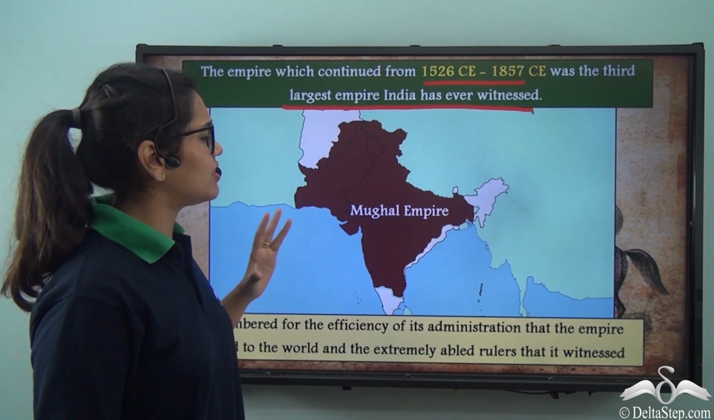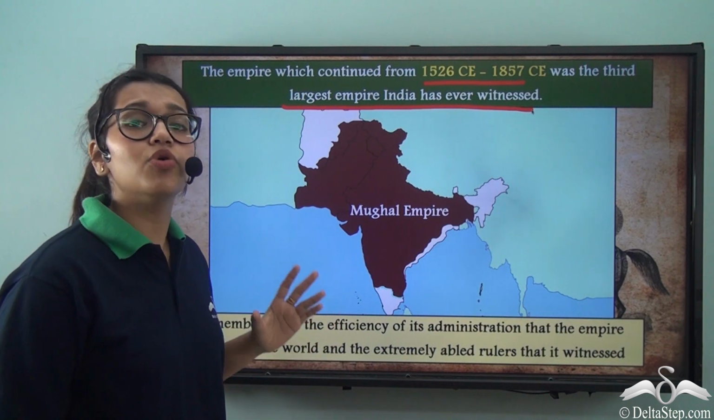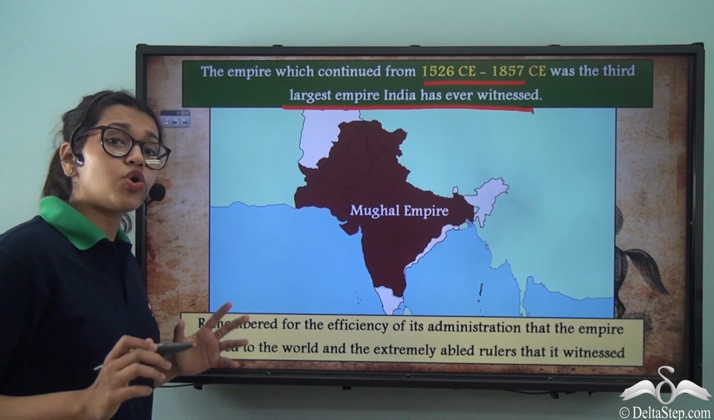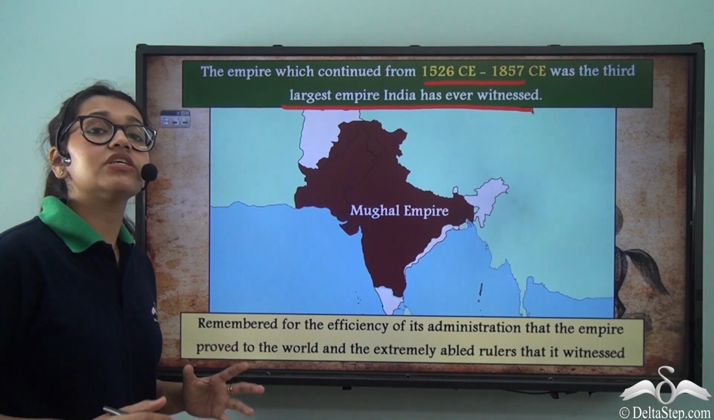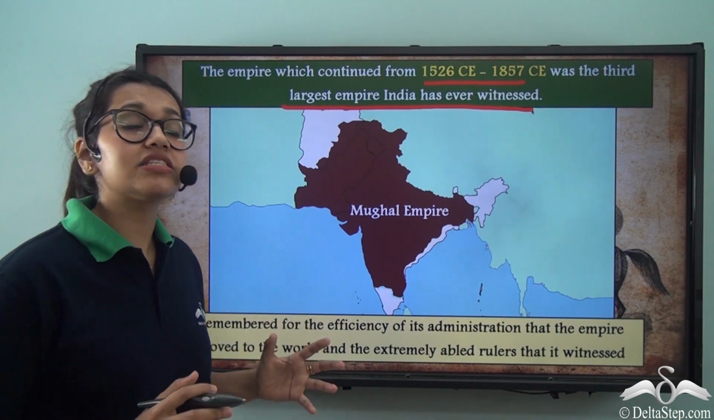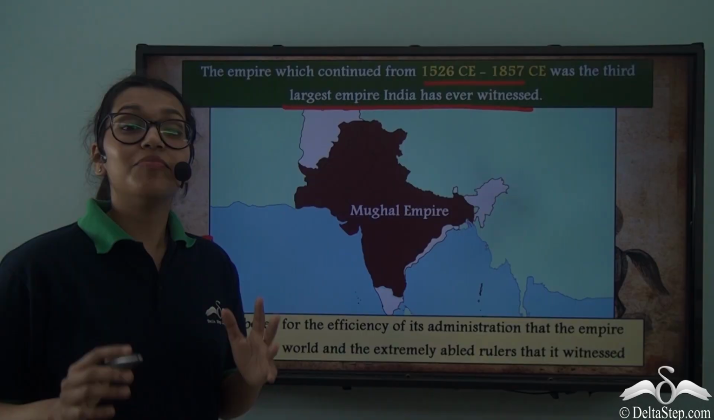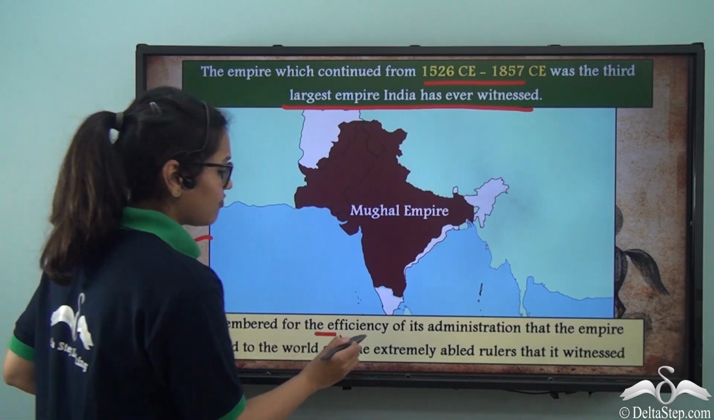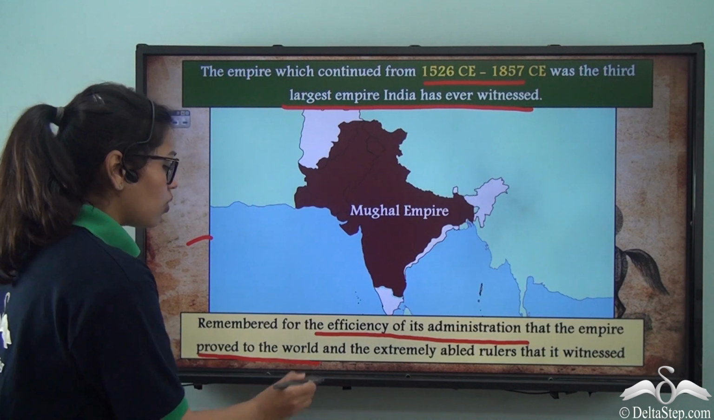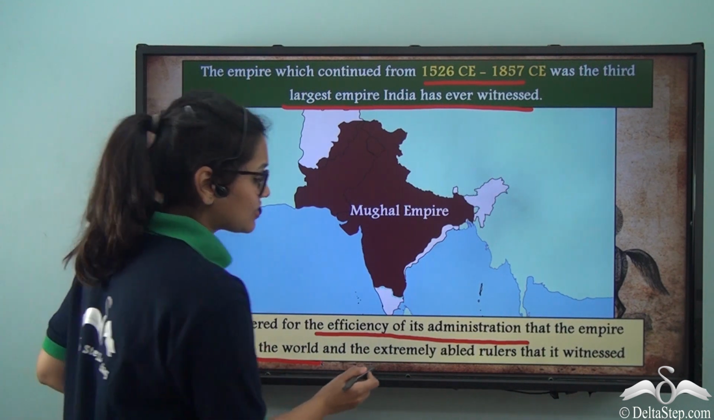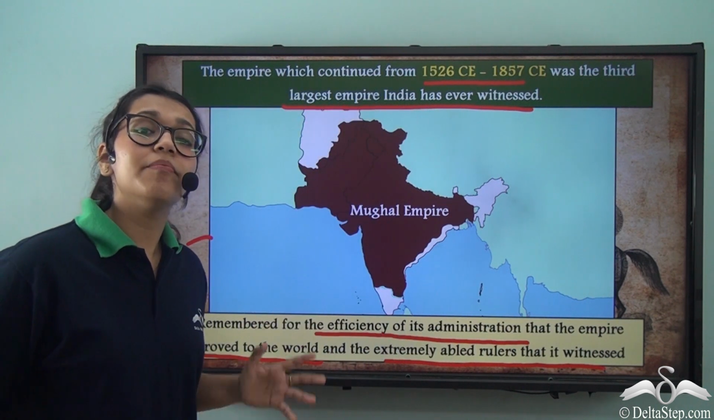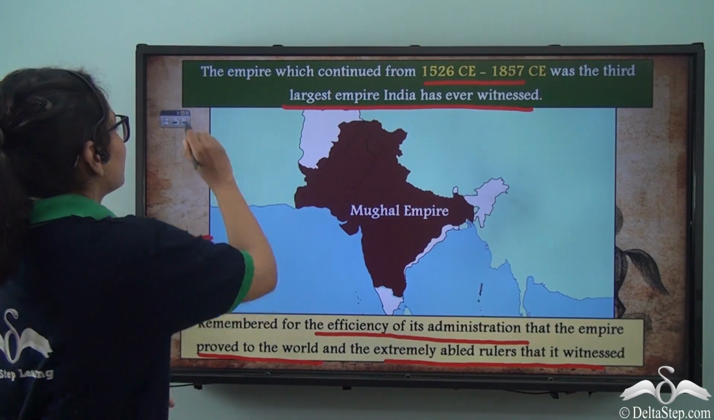As you can observe from this map, this is the extent of the Mughal Empire right here in our own subcontinent. But it is not only remembered for all of its administrative rules, it is also remembered for the famous kings that the Mughal Empire gave us. The Mughal Empire is remembered for the efficiency of its administration that the empire proved to the world, and also the extremely able rulers that it witnessed. So let us go and learn more about this Mughal Empire now.